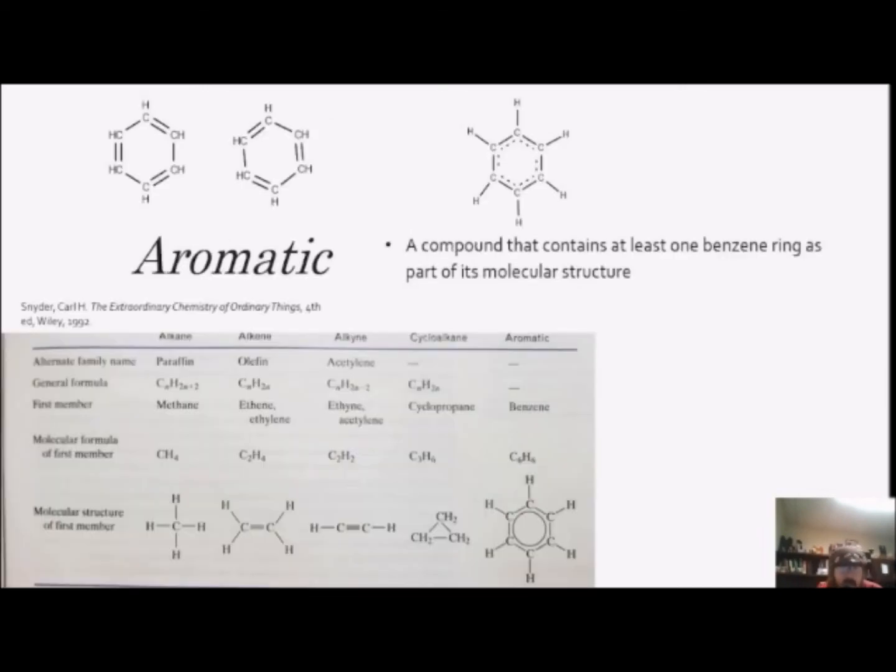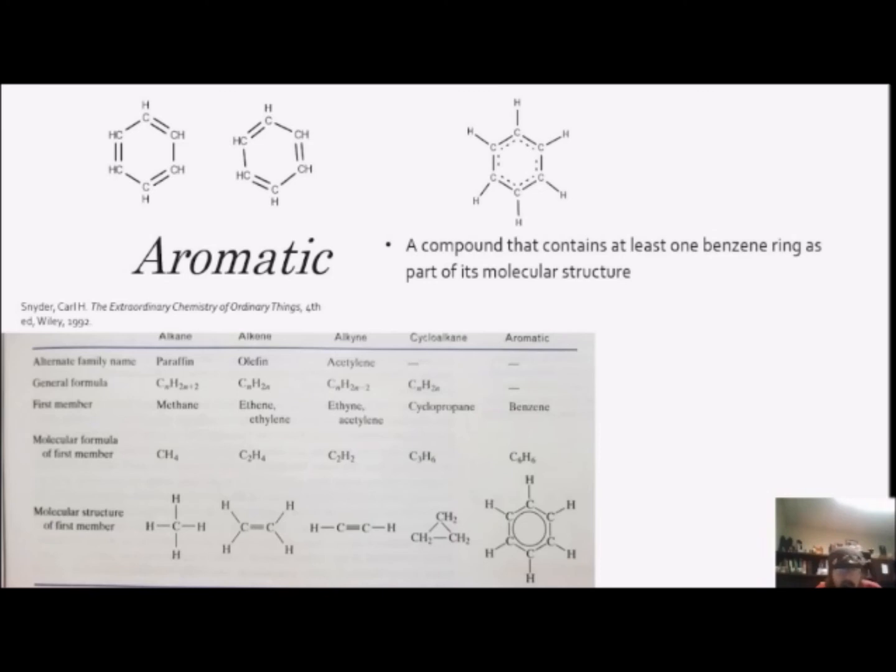The last family we'll talk about is aromatic. The simplest and most common aromatic is benzene, which is a cyclohexene with alternating double bonds, where there are double bonds at 1, 3, and 5. But you can also draw it with double bonds at 2, 4, and 6. Because this is so unsaturated, you'd expect it to be very easy to add hydrogen to it. But in fact, this is incredibly difficult to do.